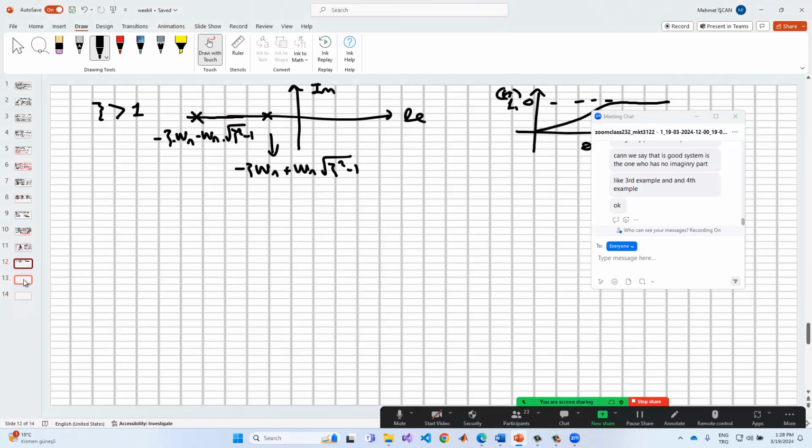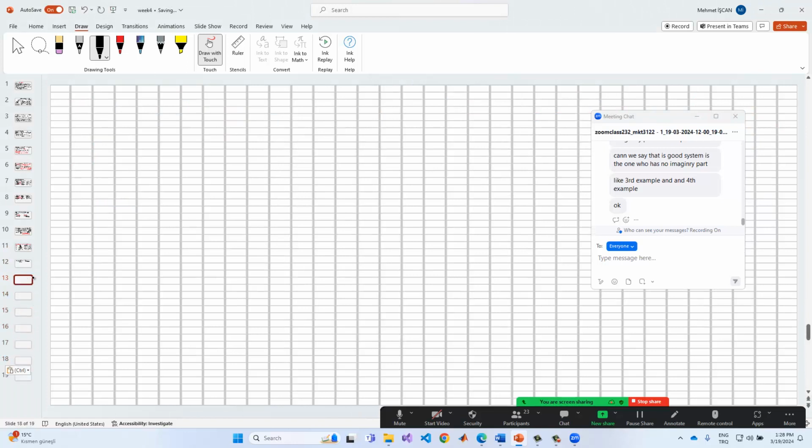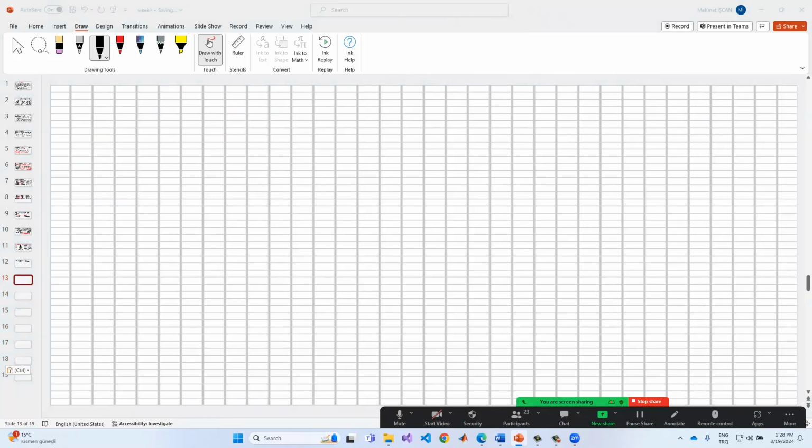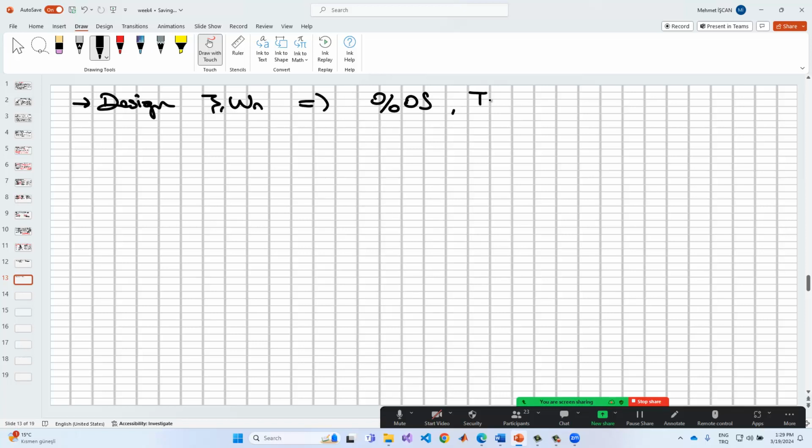So, if this is the case and the specifications of the system are provided, then we can design the output response by manipulating what? The zeta and omega n. Okay? If I design the zeta and omega n values, we can set the overshoot values, the settling time, the rise time, or the peak time for our system.